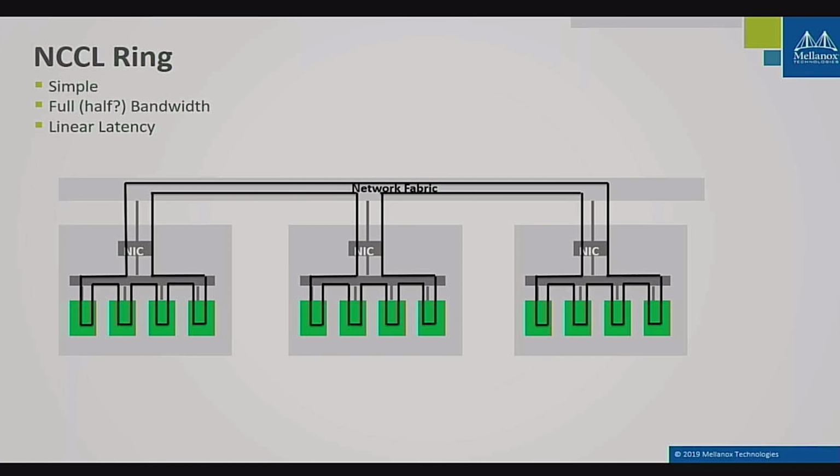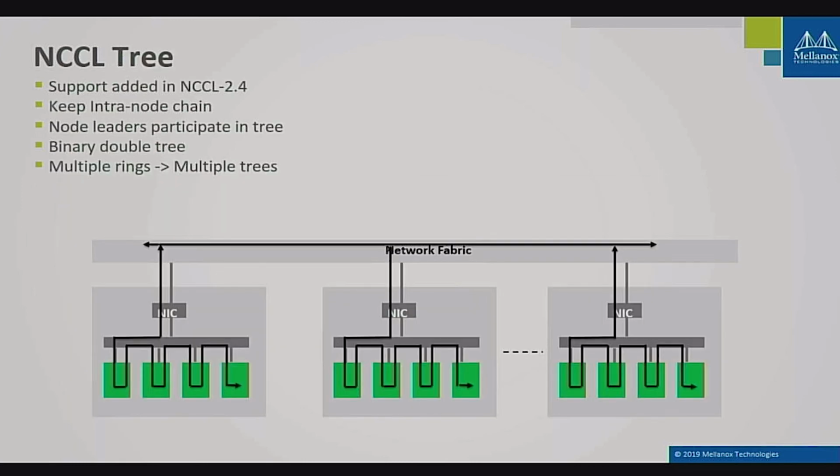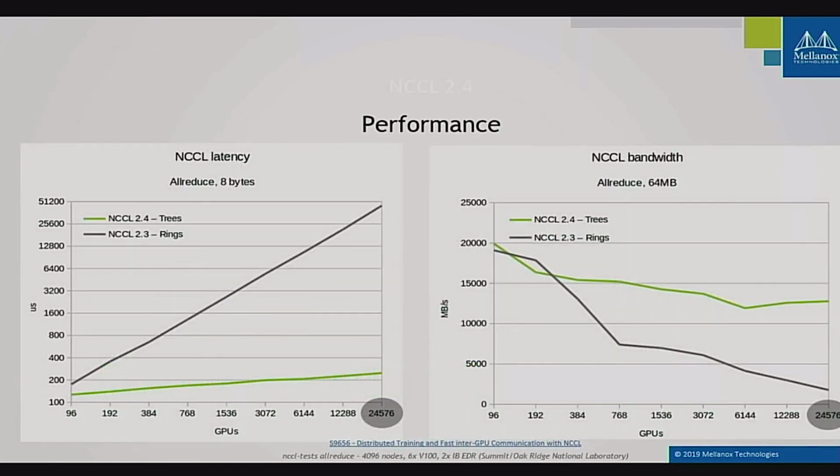The only problem is that ring implementation doesn't scale very well, so they went to an implementation of a tree. What they did was build a tree between those boxes. Again, internally it's a ring, externally it's a tree. It's supported in NCCL version 2.4. And this provides the numbers that you can see from a tree implementation. You can see that in terms of bandwidth, this is ring performance, and this is tree performance, much better bandwidth. In terms of latency, much better latency, lower is better.